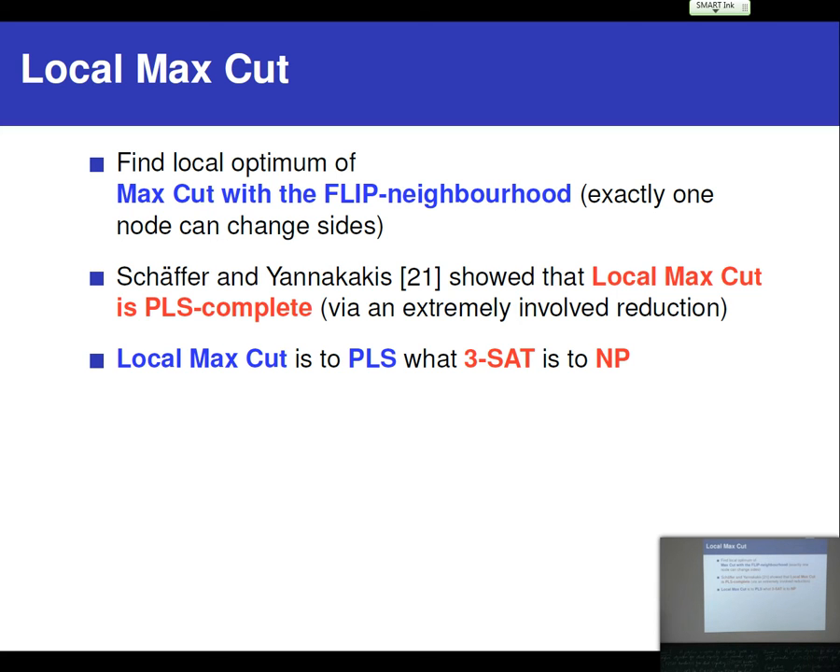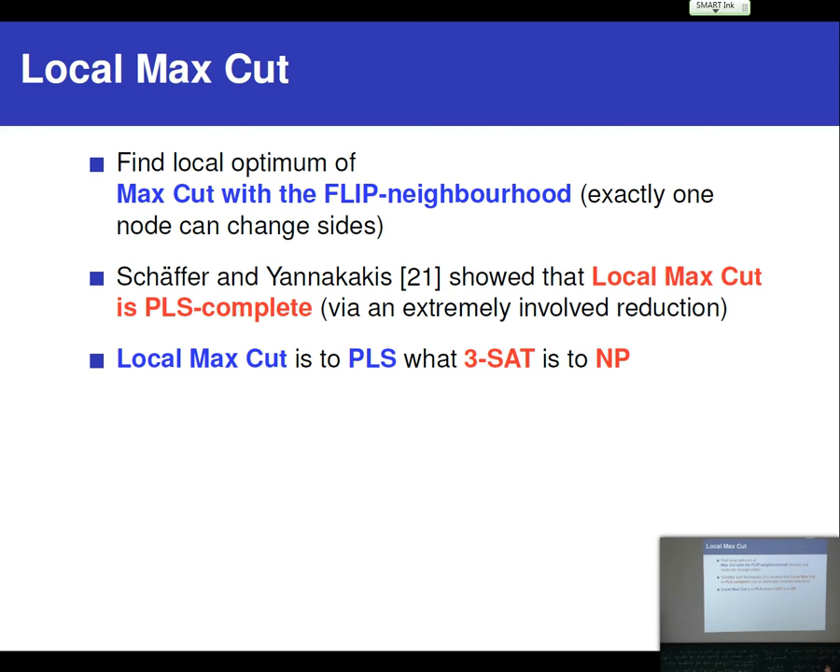I won't go into the details, but I'll show you how we can go from local max cut to a polymatrix game. You should think of local max cut as being to PLS what maybe 3-SAT is to NP: a very useful starting problem to reduce from. Local max cut is the name I'm using for max cut with the flip neighborhood. Our solution space is all partitions of a weighted graph into 2 sets, the left and right side of the cut, and the flip neighborhood says exactly one node can jump over to the other side.